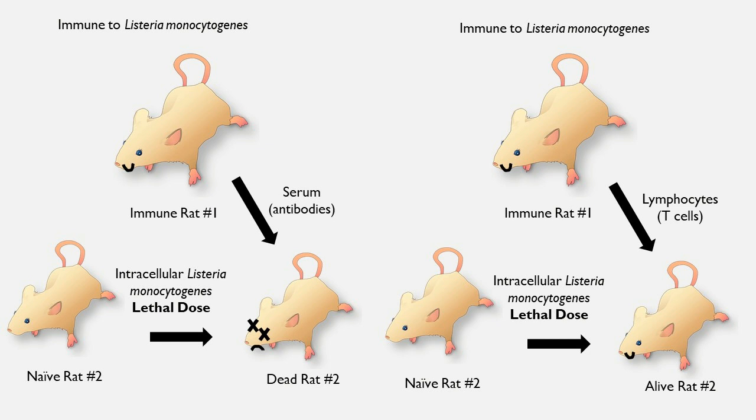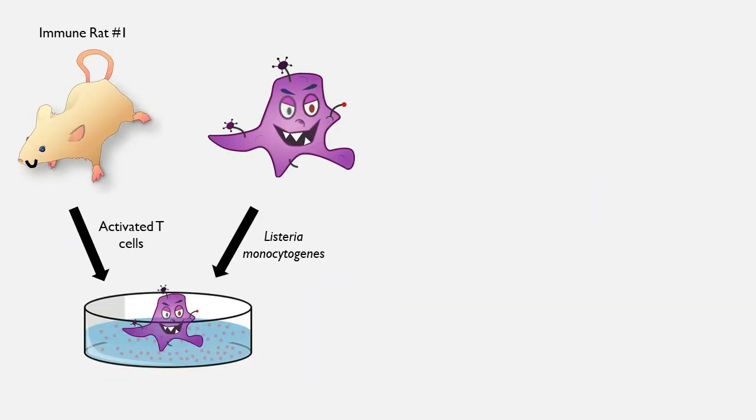So in this experiment, they took activated T cells from that immune rat. They put it in a petri dish combined with that same bacteria. And what happened? The bacteria lived. Okay, so in this case, the T cells did not kill the bacteria, yet they knew that they were somehow involved in killing the bacteria in the rat. So what was going on here?